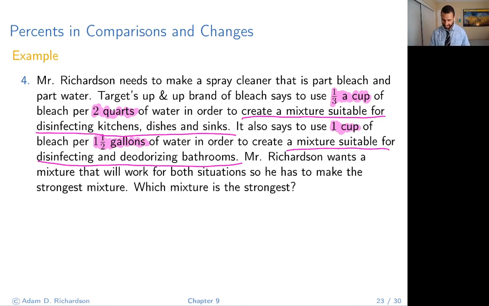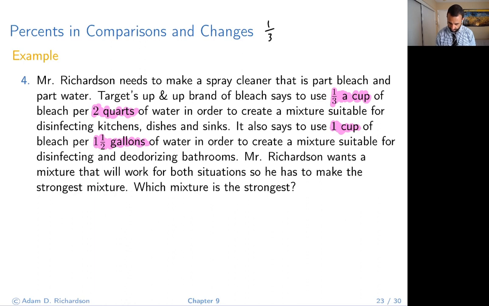All right, so let's do this one together. I was really excited when I saw this because I was like, oh, I can do this. So let's look at the first ratio, the one that's suitable for kitchens, right? And what it says here is 1/3 of a cup of bleach per 2 quarts of water. So it says 1/3 of a cup to 2 quarts, right?